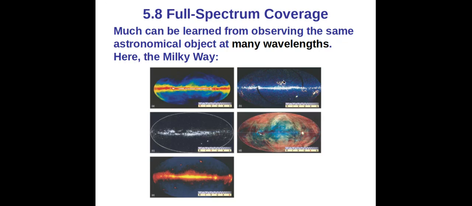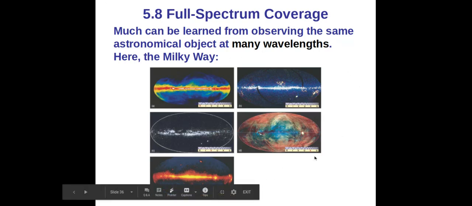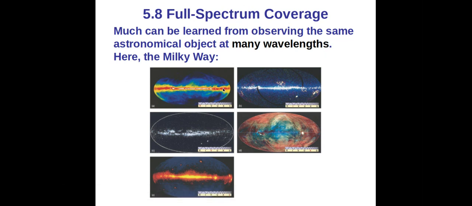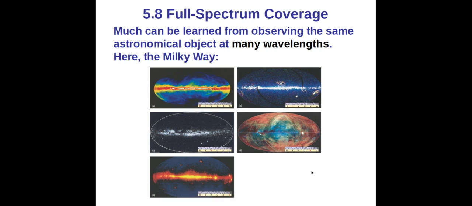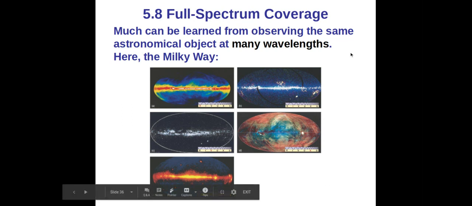And here are all the different parts of the spectrum using telescopes for each different thing. So this is the Milky Way. Right here, it's right across the middle, using visible, radio, infrared, X-ray, gamma ray, everything. So we need all the information in order to get the best picture.